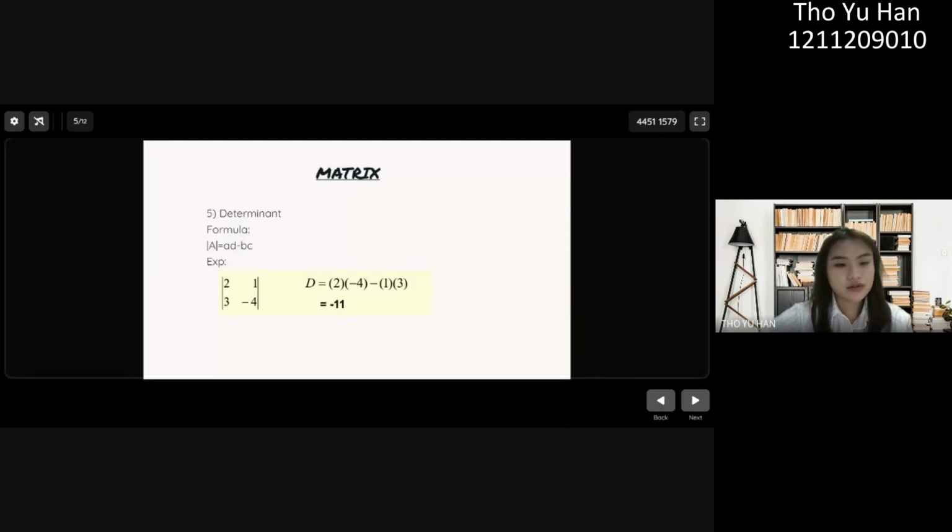So now we are going to look at the calculation of matrix, which is determinant, addition, and subtraction. So determinant, the formula is AD minus BC. So we are going to look at the ABCD of the matrix. A is 2, B is 1, C is 3, and negative 4 is D. So following the formula, it is A times D minus B times C. So it's 2 times negative 4 minus 1 times 3. So the answer is negative 11.